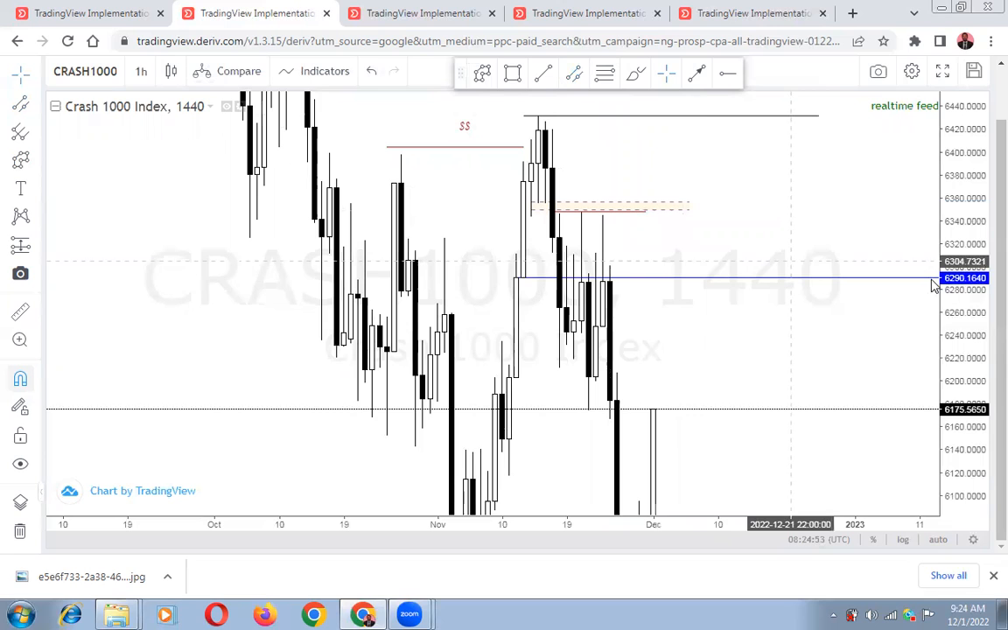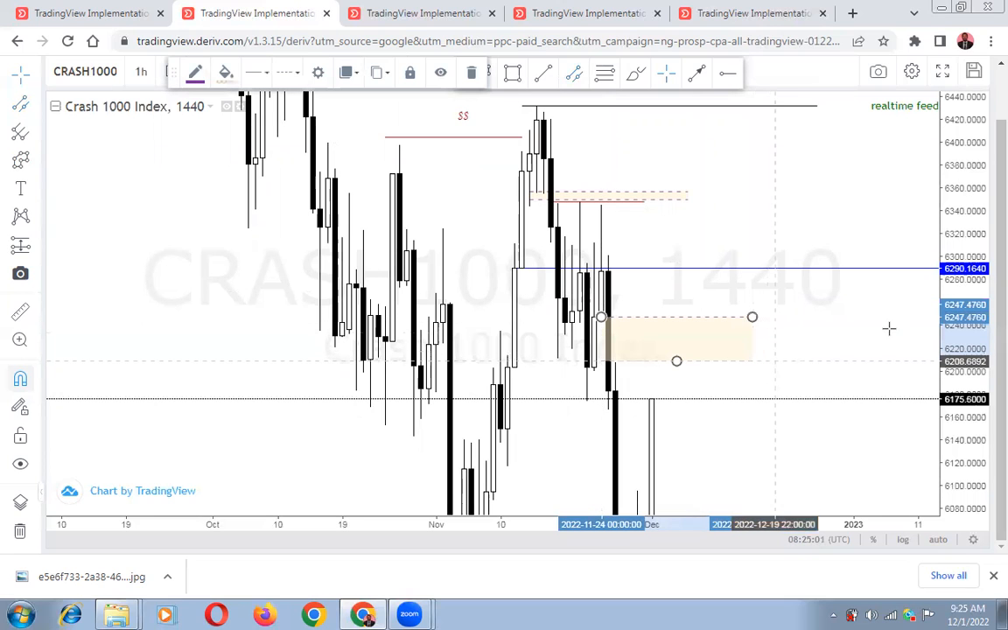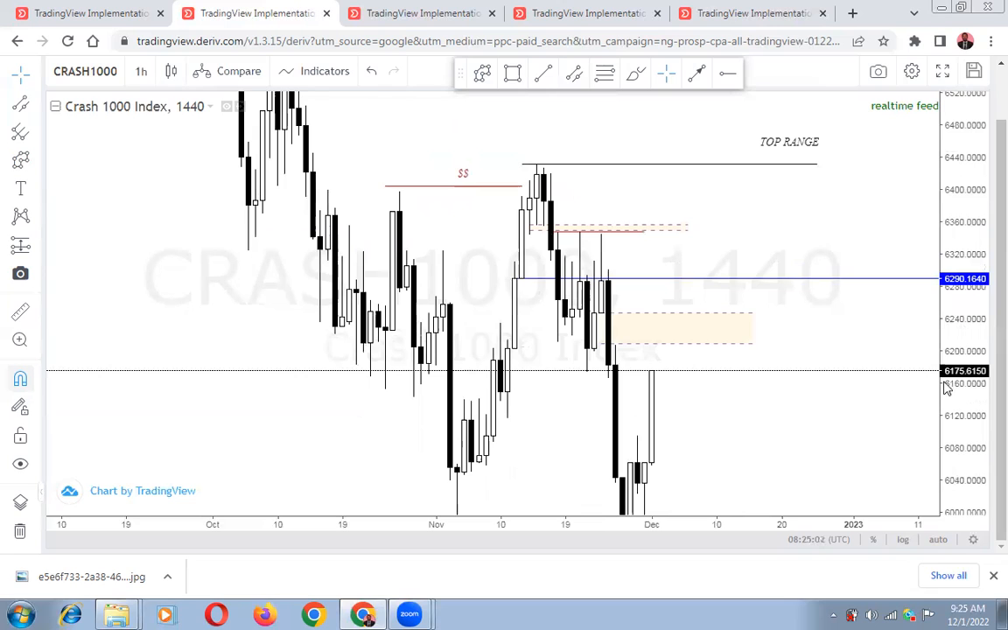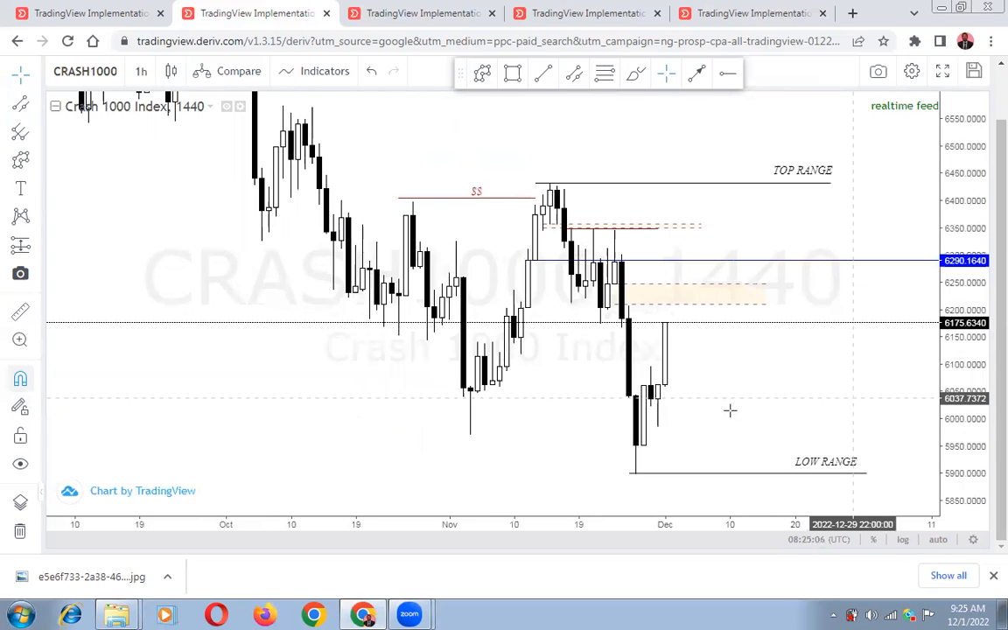I think around that region, there's imbalance. There's also imbalance around this region, and imbalance around this region. Okay. So we've been able to identify what the market is coming to do.